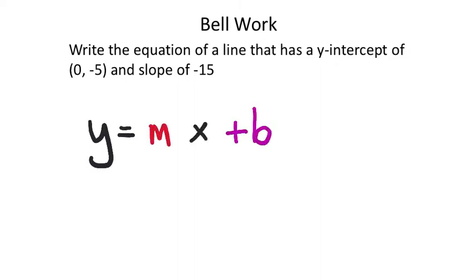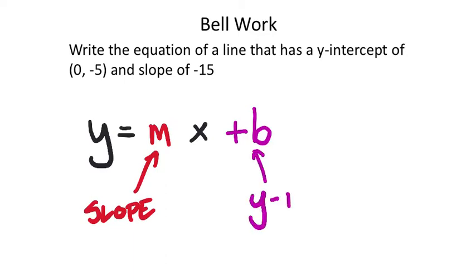Here's our bell work, right? The equation of the line that has the y-intercept of (0, -5) and a slope of -1/5. So we've got to look at slope-intercept form because they gave us the slope and the y-intercept. Okay, so y equals mx plus b. Now in this form, we remember that m is the slope and the b value is the y-intercept.